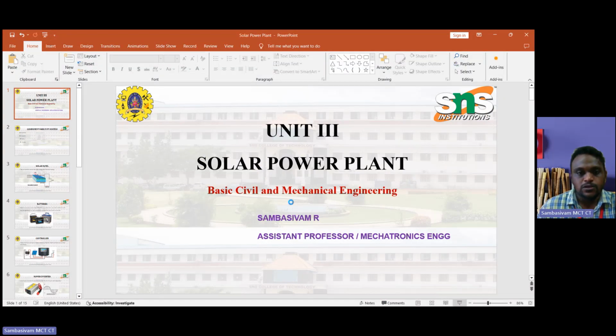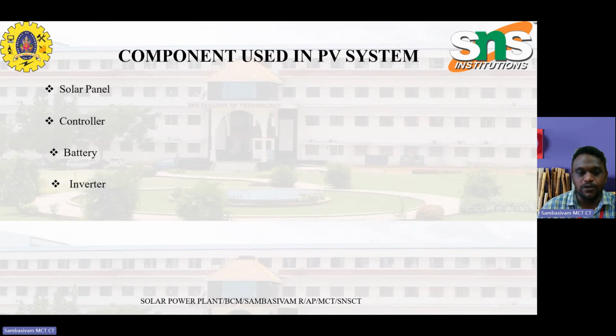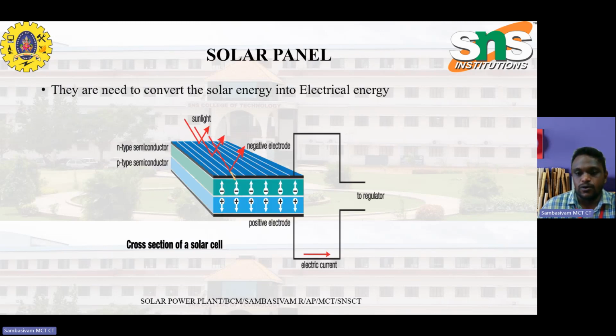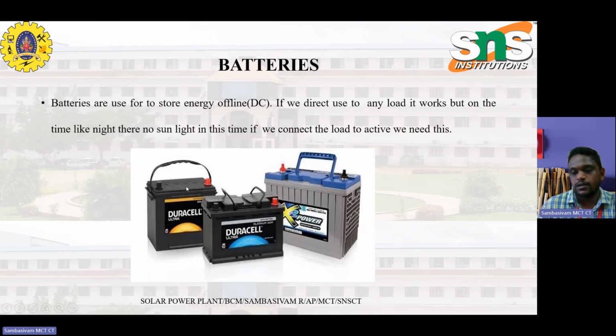Before that, the different components in a PV system are the solar panel, controller, battery, and inverter. Everybody knows there is a need to convert solar energy into electrical energy, so the solar panel is required. Solar panels convert solar energy to electricity. The diagram represents the N-type and P-type conductors, with negative electrodes on top and positive electrodes below. When they are connected together, the electric current is produced and transmitted.